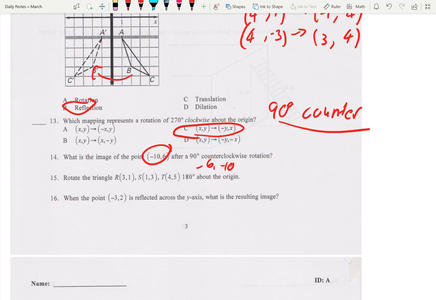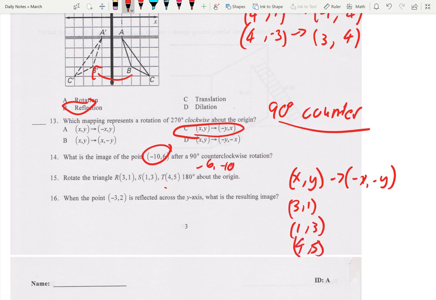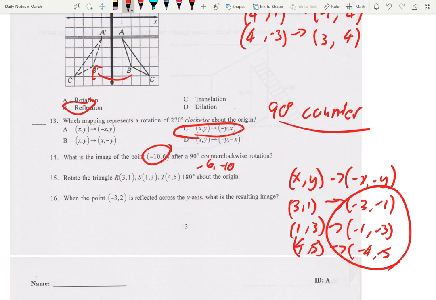If we follow the rule for number 15, a 180 degree rotation, 180 degrees is (x, y) translates to (negative x, negative y). So we're just going to do that with all 3 points. We have (3, 1), we have (1, 3), and we have (4, 5). That's just the original points. Now if we take the rule, then we're going to just change all the signs. So this becomes (negative 3, negative 1). This becomes (negative 1, negative 3). And the last one becomes (negative 4, negative 5). So those become your answer for number 15.